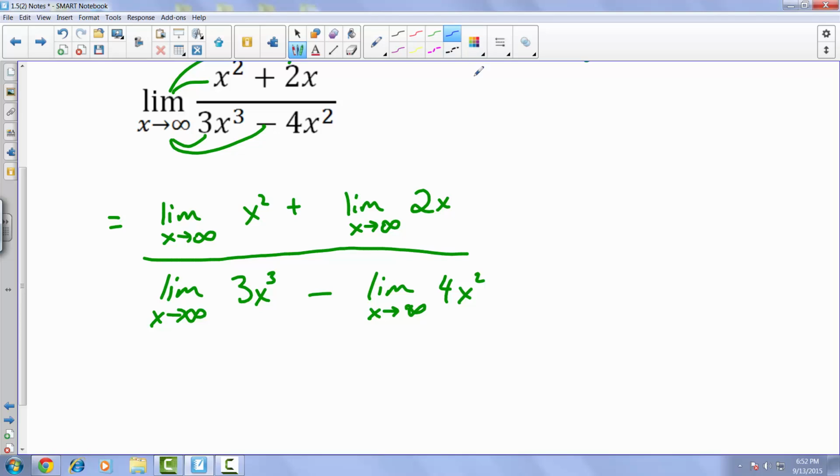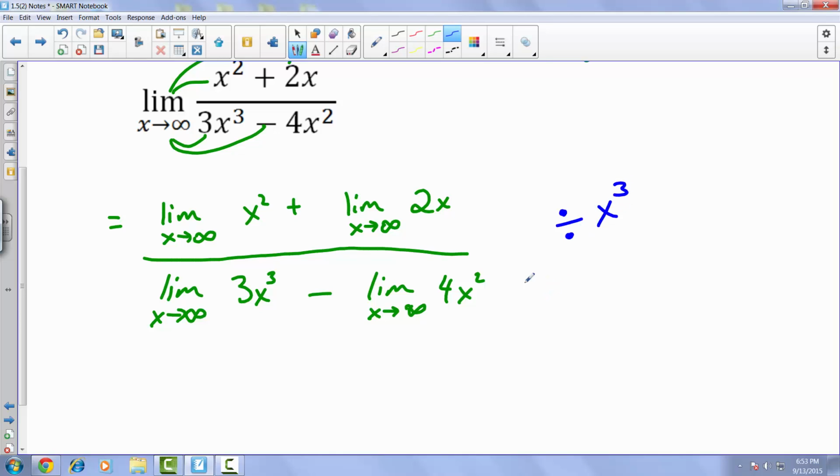Now, you could divide the entire top by x squared. Again, we're looking at the degrees of these, and here they are. The highest degree on top is this x squared. The highest degree on the bottom is this x cubed. And you could divide this by x squared. However, what we're going to do is divide this instead by x cubed on top and bottom.